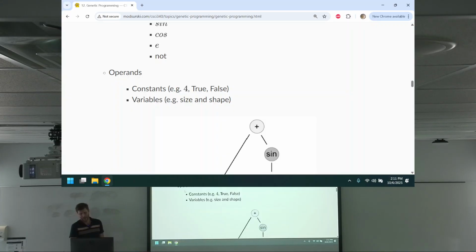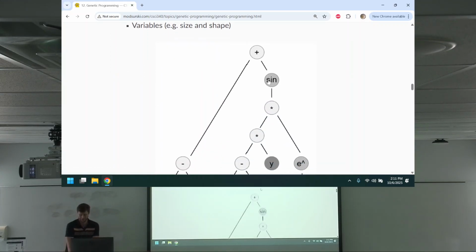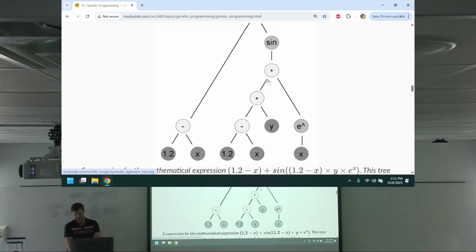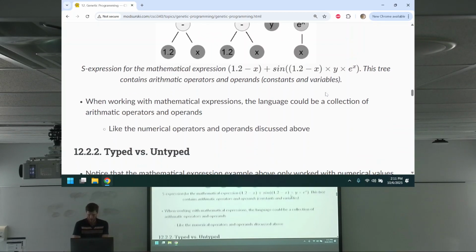And what operands? Well, some constants like four, true, false, literal values, right? Maybe constants isn't the right word, it's just some literal value. And variables. The variables would be things like size and shape, okay? So maybe this right here is something. I got x and y, maybe those are a stand-in for something, I don't know.